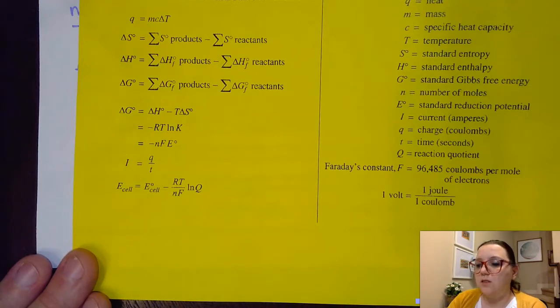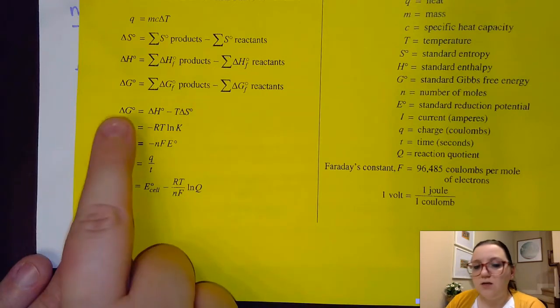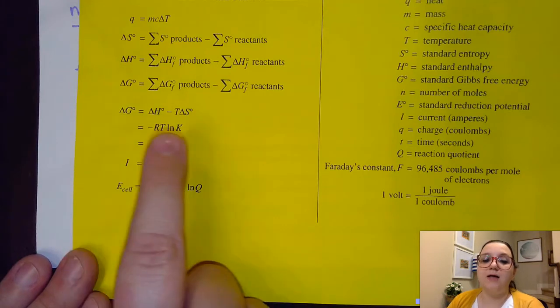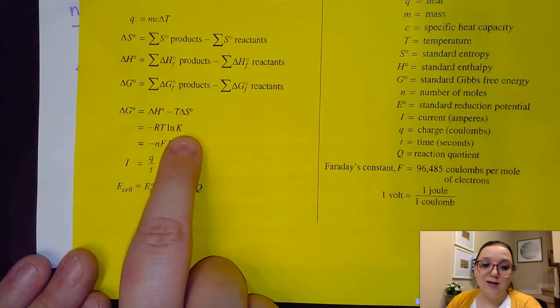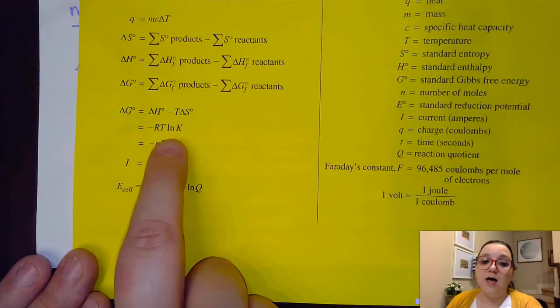However, more frequently than not, you are given a delta G value and you're actually asked to find the K. So that means you're going to have to undo that ln there.